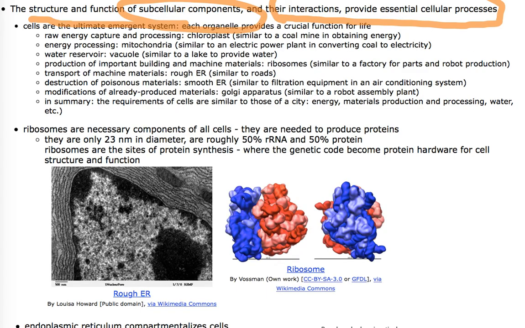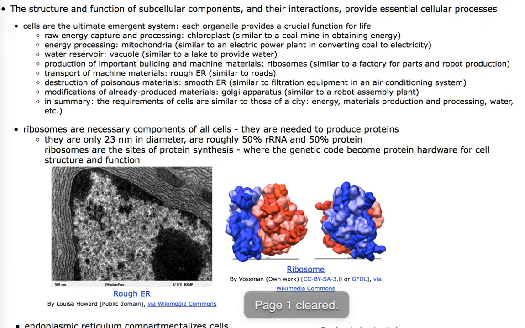So let's summarize what we're about to talk about here. There we go. Cells are the ultimate emergent system. They're very complicated, much more than cars, and they are the biological basis for the bottom level of life. Nothing smaller than a cell is alive. So they've got something special going on. Each organelle provides some critical function for life, and if you take the organelle away, the cell can't survive.